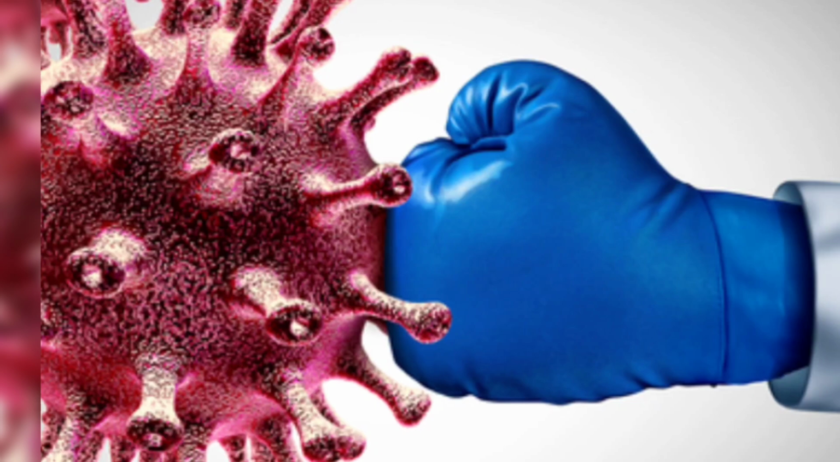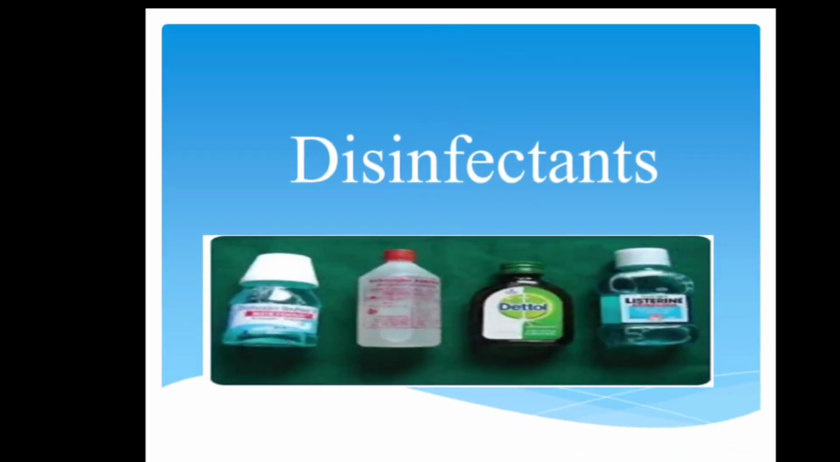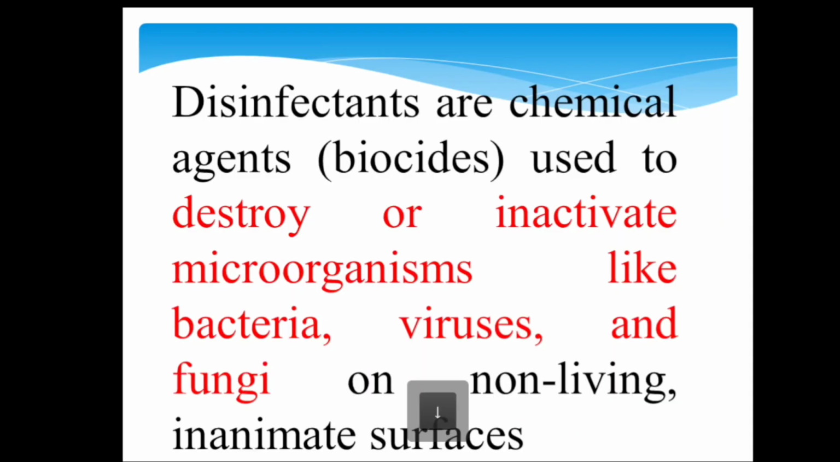How can we control the infections? We have to kill the microorganisms. How can we kill the microorganisms? With the help of biocides, or else chemical disinfectants. So today our topic is disinfectants. Now we are going to start our topic. The definition of disinfectants: disinfectants are chemical agents, another name is biocides. Biocides destroy or inactivate microorganisms like bacteria, viruses and fungi.